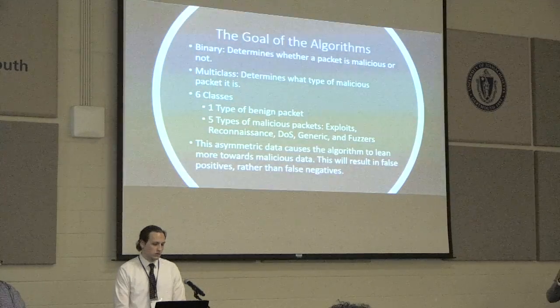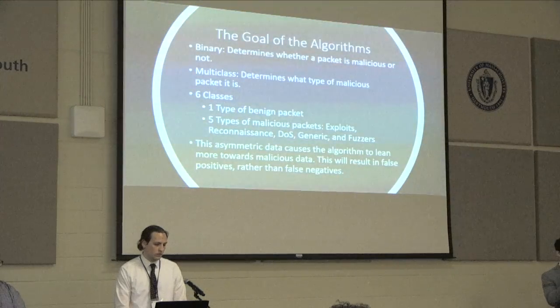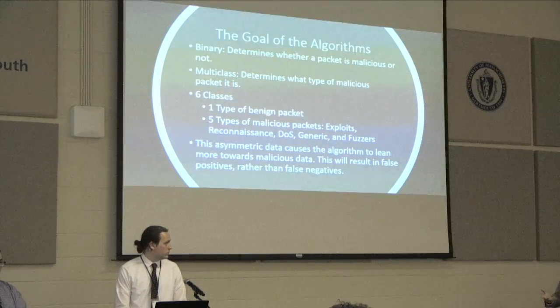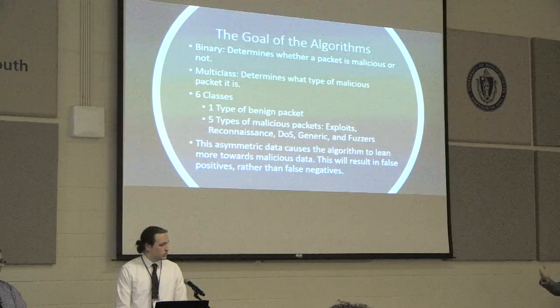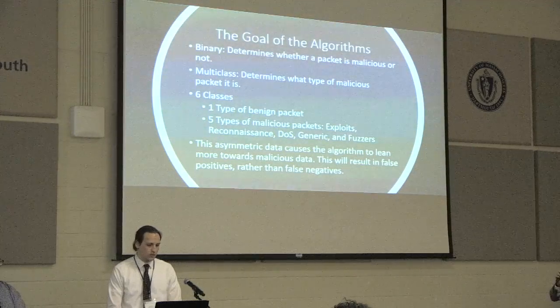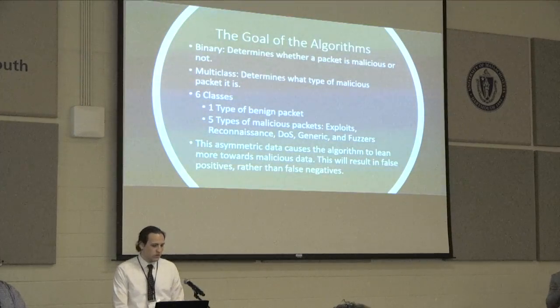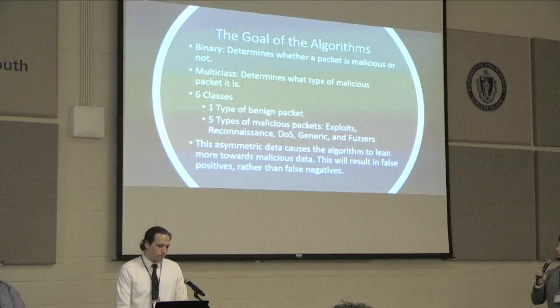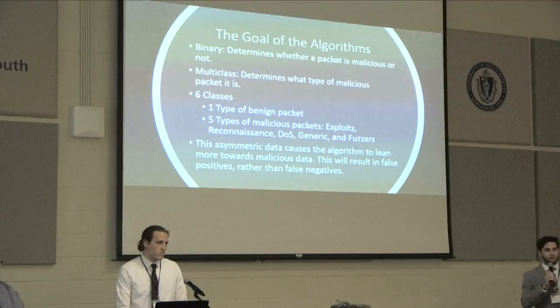As I said previously, it's a 5-to-1 ratio, so there's 6 different types of packets, one of which being the benign packet, and then we have the 5 different types of malicious packets, which include exploits, reconnaissance, DOS, generics, and fuzzers. The asymmetric data, because of that 5-to-1 ratio, will cause the algorithm to lean more towards malicious data, which will result in false positives rather than false negatives.